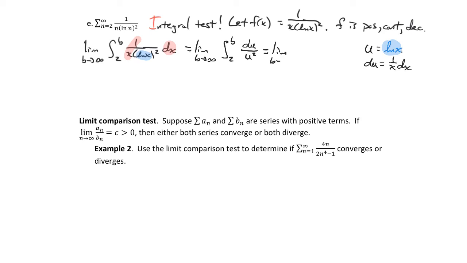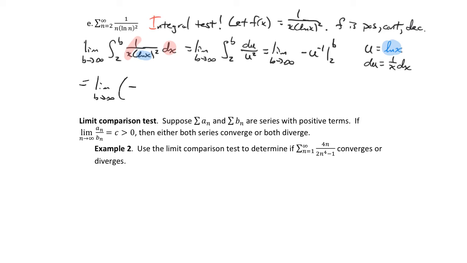Limit as b goes to infinity. Remember, that's u to the negative 2. So we would add 1 to the exponent. I would get u to the negative 1. We have to divide by negative 1, which is like multiplying by negative 1. And we're going to go from x equals 2 to x equals b. I keep saying x equals 2 to x equals b because my variable after substituting is now u. So we've got to resubstitute here. I'm going to resubstitute and rewrite it using the negative 1 exponent.